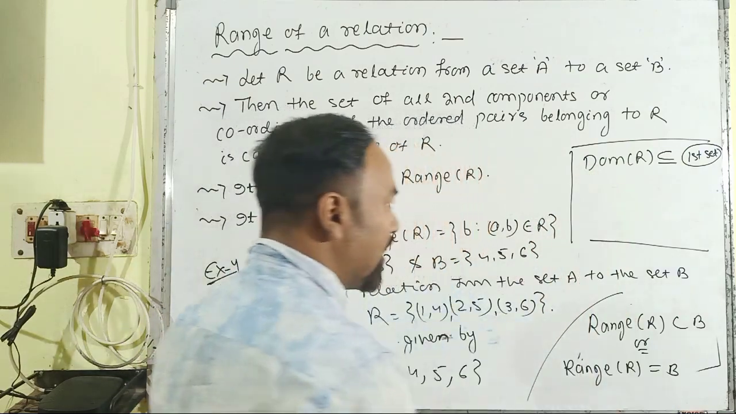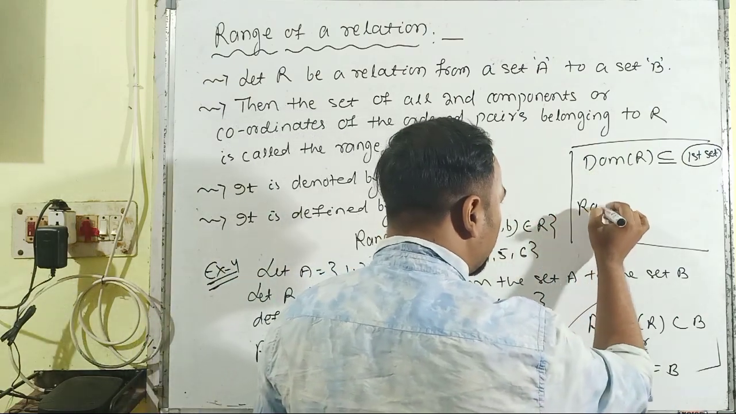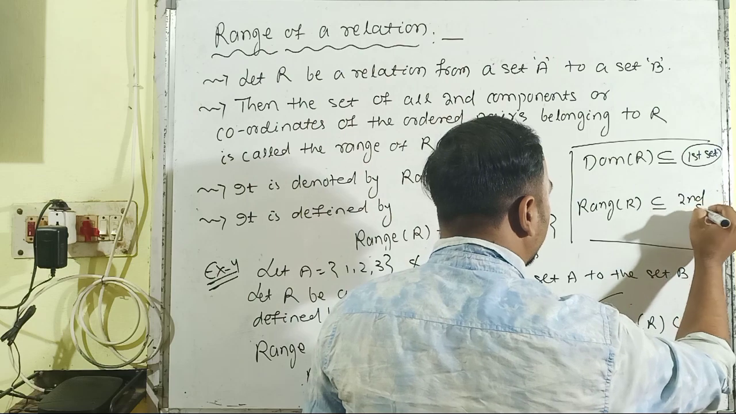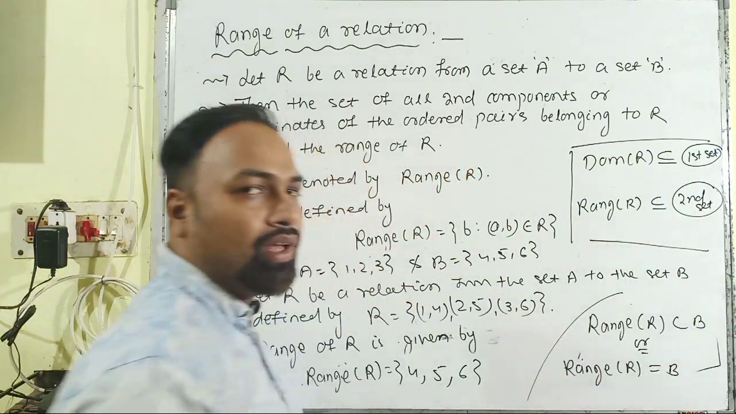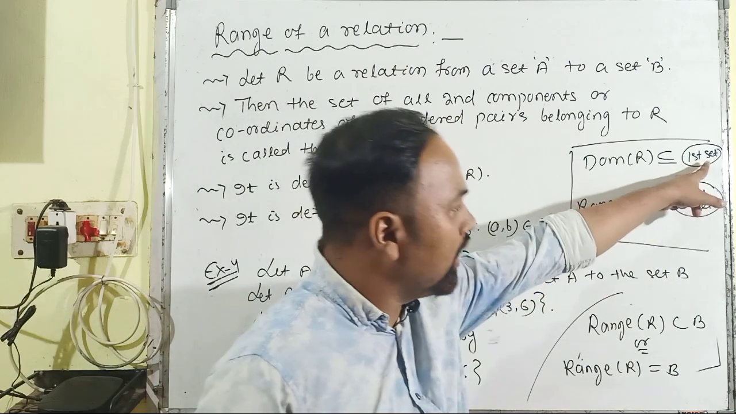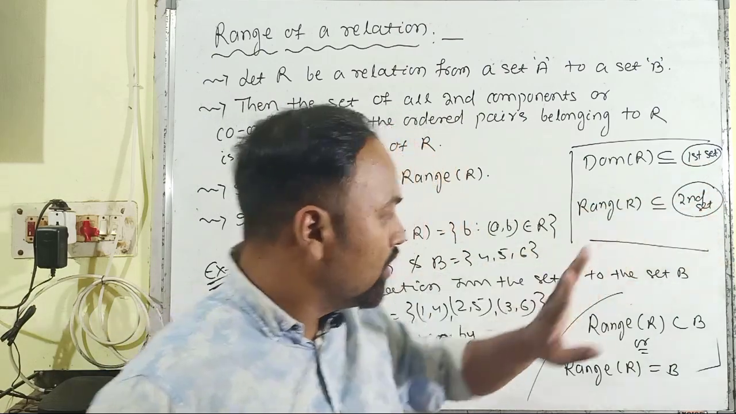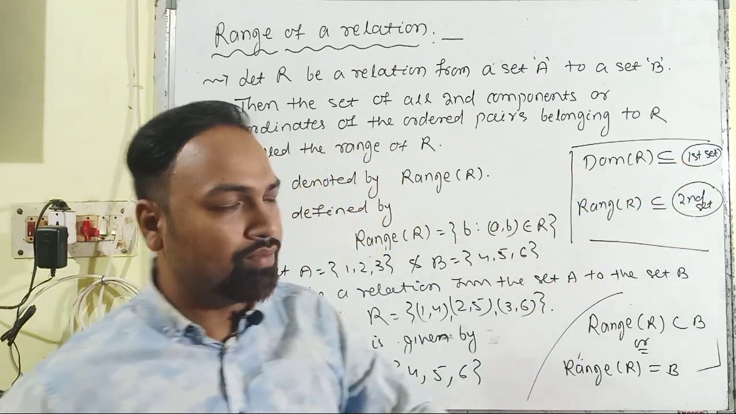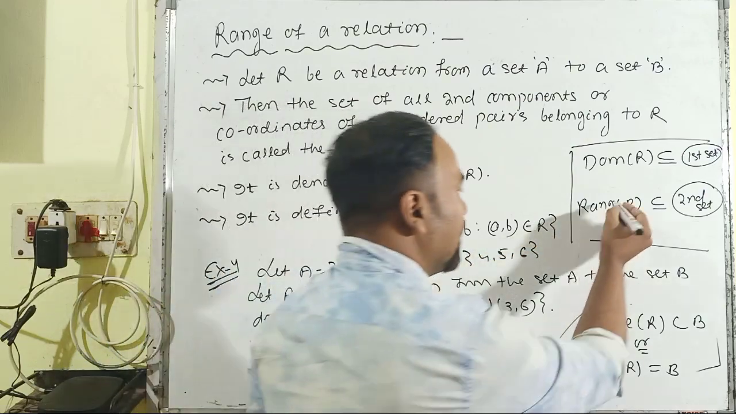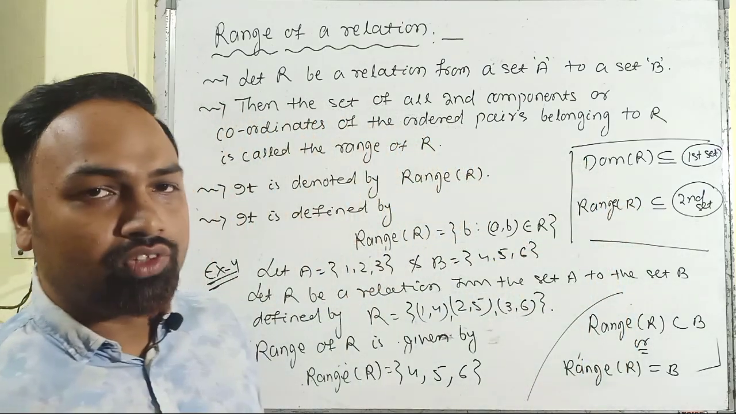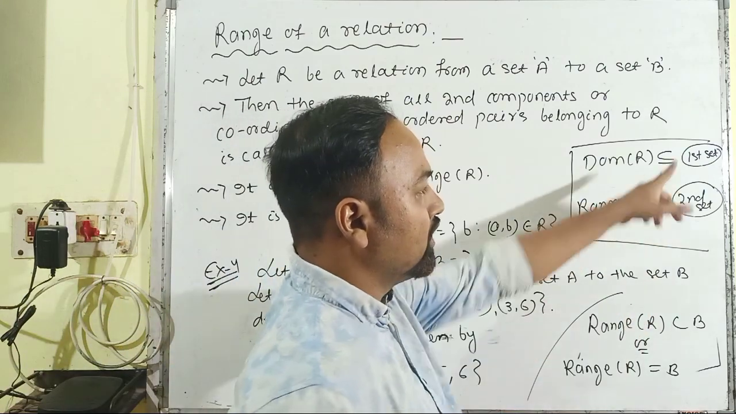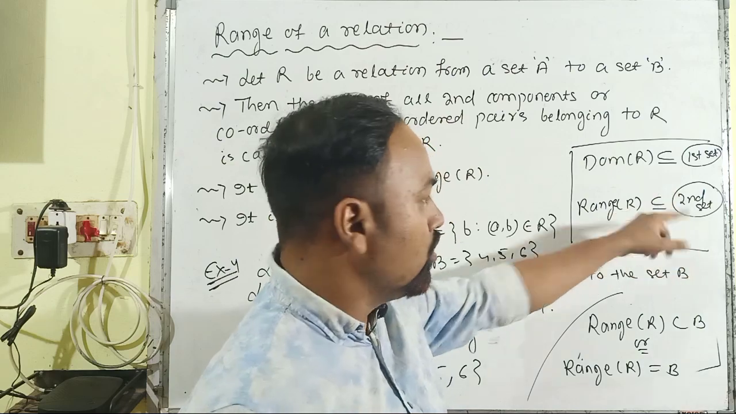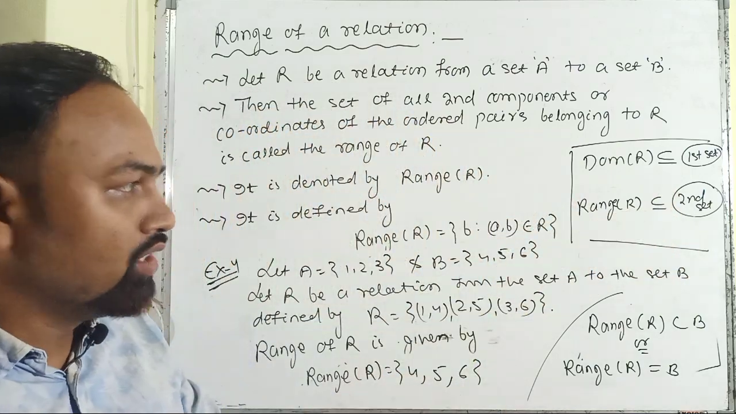Similarly, in the case of the range of the relation, if the question asks range of R is a subset of, you have to write down the second set. If the sets are given as A and B, then you write A in the first case and B in the second. Basically, the domain of the relation is a subset of the first set, and the range of the relation is a subset of the second set. Either it is a proper subset or it is equal to. So this is all about the domain and range of the relation.